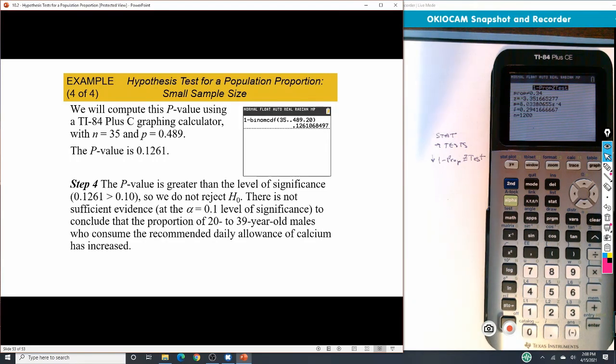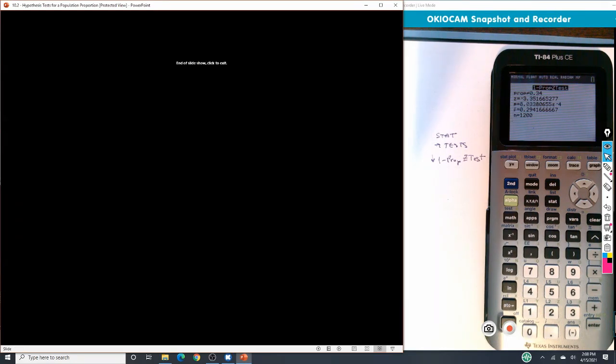And so the 0.12 is greater than 0.1, which was the significance level on those. And so we would conclude that it has increased in this case. All right. All right, so those are the things that you're going to be using here in 10.